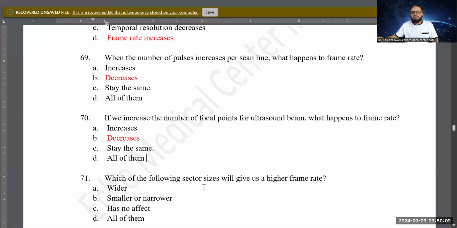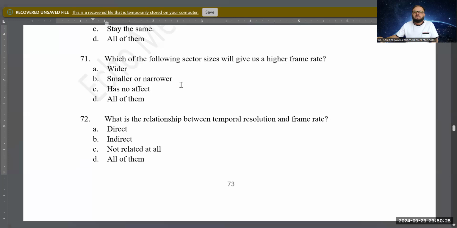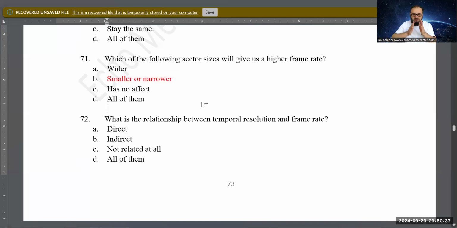Which of the following sectors will give us a higher frame rate? Which of the following sector sizes, wider or narrow, will give you more pictures per second? So what do you think? Which one is the correct answer? That is correct. The narrower the sector size, the more pictures. That will give you more frames, actually, increased frame rate. Okay, what is the relationship between temporal resolution and frame rate? Very simple question.